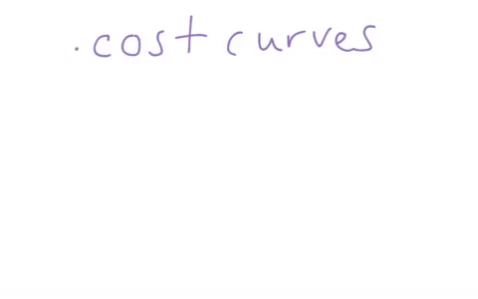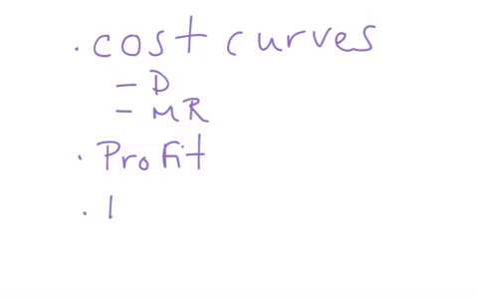So, for the graphs on a monopoly, you want to be able to draw the cost curves, which show the correct demand curve and the correct marginal revenue curve. And you want to be able to show a firm that's experiencing profit and to show a firm that's experiencing loss. That's all we're going to say that you want to be able to be comfortable with at this point.